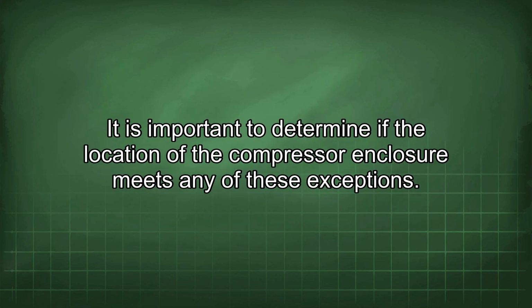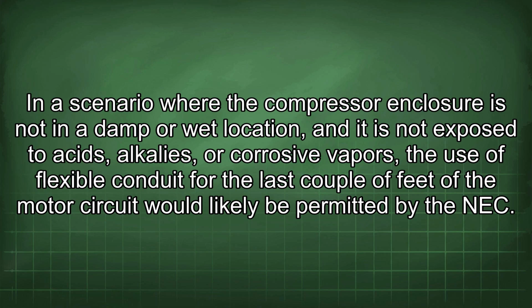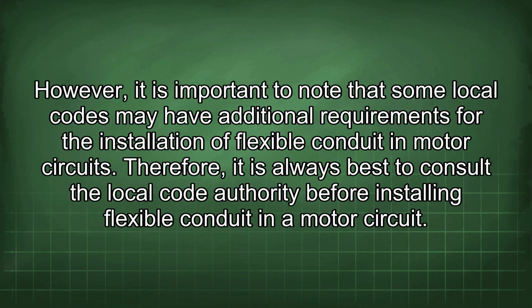It is important to determine if the location of the compressor enclosure meets any of these exceptions. In a scenario where the compressor enclosure is not in a damp or wet location, and it is not exposed to acids, alkalis, or corrosive vapors, the use of flexible conduit for the last couple of feet of the motor circuit would likely be permitted by the NEC. However, it is important to note that some local codes may have additional requirements for the installation of flexible conduit in motor circuits. Therefore, it is always best to consult the local code authority before installing flexible conduit in a motor circuit.